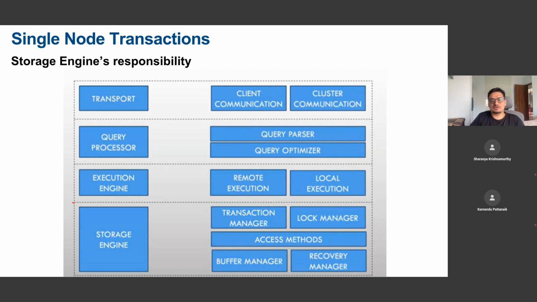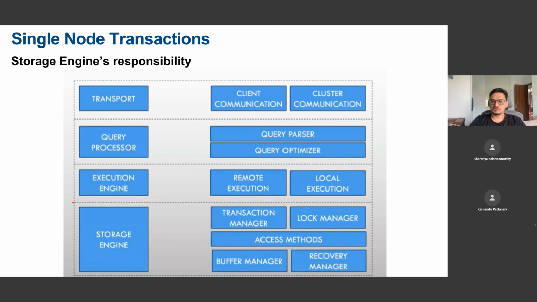Now coming back to a single node transaction, how is it implemented? If you try to uncover the layers in a database, typically you will have a transport layer, the database server talking to its client, or, if it is a cluster database, how the database nodes communicate. Then you have the query processor, including parsing and optimizing. I'll skip these and quickly move to the storage engine. The execution engine decides whether you want to execute locally or remotely or both. But the storage engine is where I wanted to focus more.